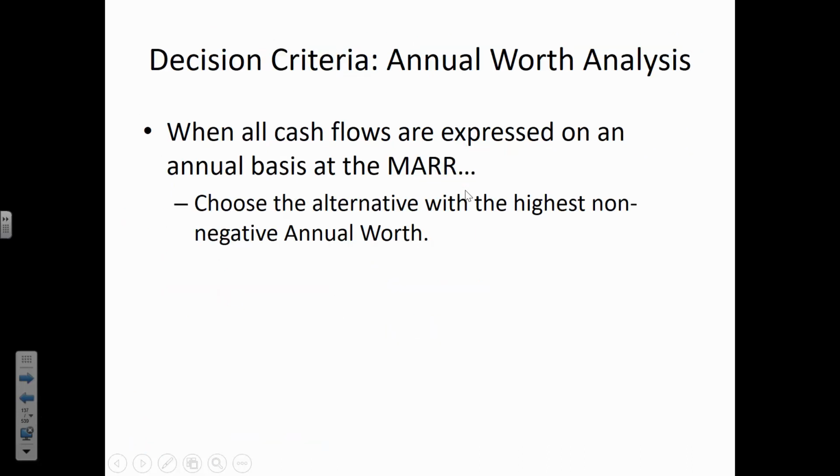So today with annual worth analysis, our decision criteria is that when you take the cash flows to an annual basis using the MARR, then you choose the alternative that gives you the highest non-negative annual worth. So it's the same kind of trend that we've used before. We're choosing the alternatives only that are non-negative, because if it's negative and we were discounting or compounding at the MARR, the M in MARR stands for minimum. And so if you can't get a profitable project when you're applying your minimum acceptable rate of return, then that tells you to reject both the alternatives, potentially.